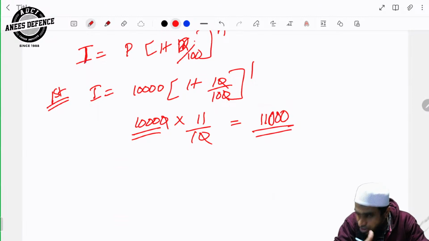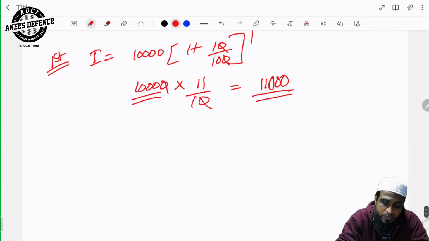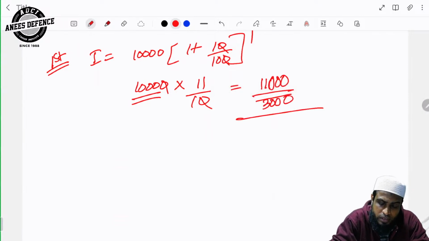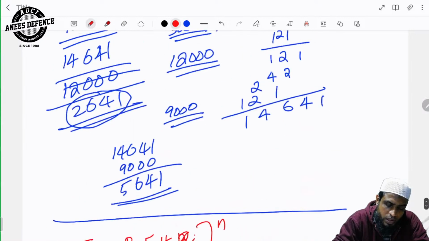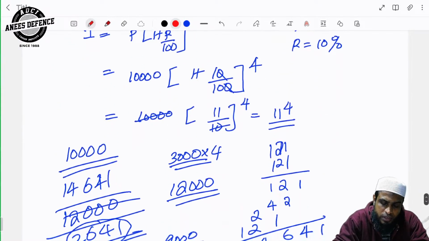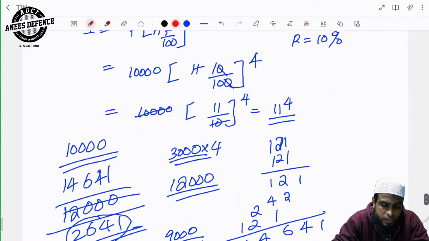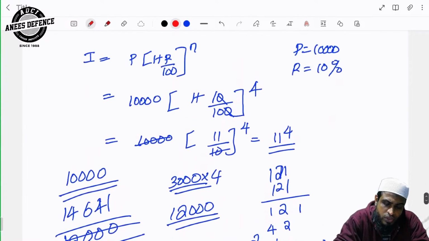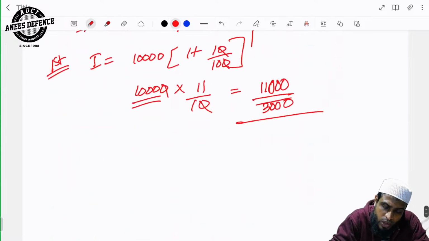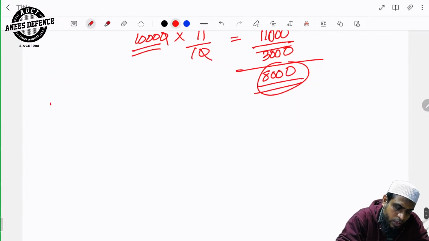So if he pays 3,000 in the first year, the total amount is reduced by 3,000. That way also we can think. So this is actually the actual method. Here we did not consider the annual installment payment, so we have to consider that also. So 11,000 minus 3,000 will be 8,000. In the second year, starting, his amount is only 8,000.